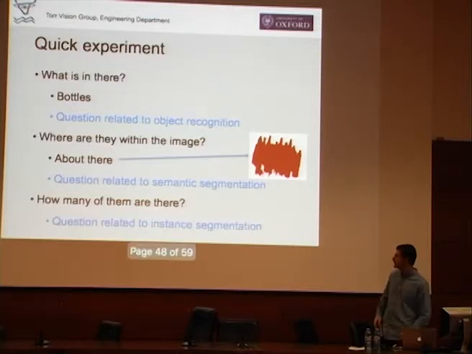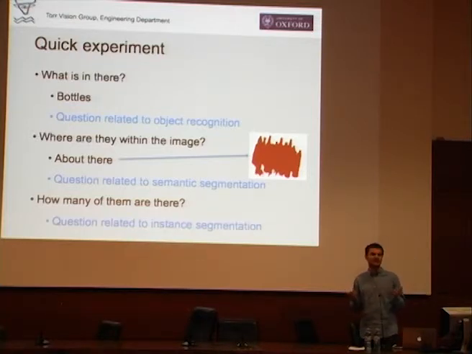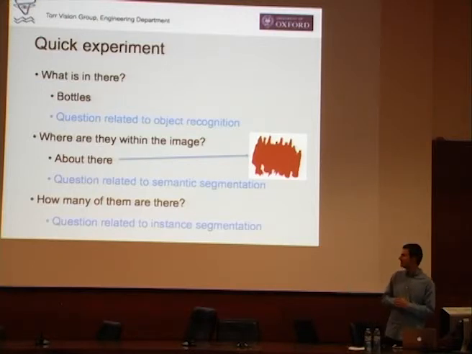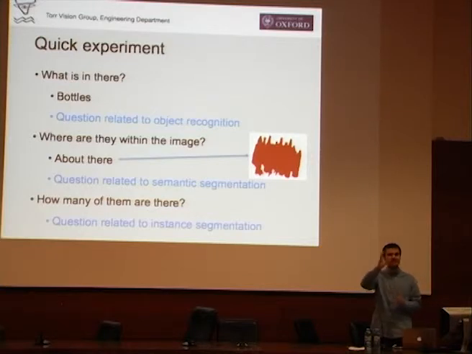So basically, the point here is that there are 2 points that I want to make. First of all, this is a difficult question for us. And the thing is, this question is also related to instance segmentation. So we want to segment all of the instances of the bottles appearing in the image so that we can count them.